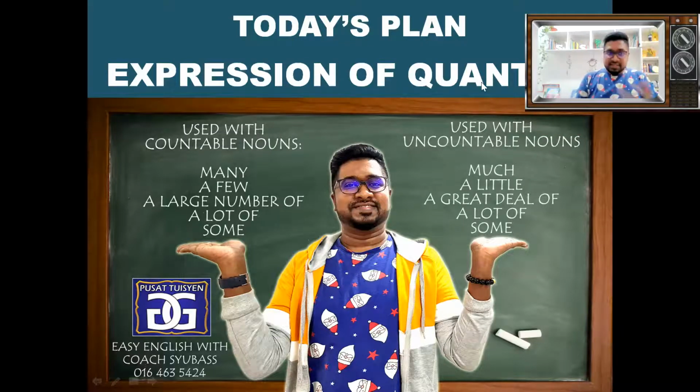So, as I was saying, we are going to be learning what are the expressions of quantity, words that can be used together with countable nouns, such as many, a few, a large number of, a lot of, some, and what are we going to be using together with uncountable nouns, such as much, a little, a great deal of, a lot of, and some.